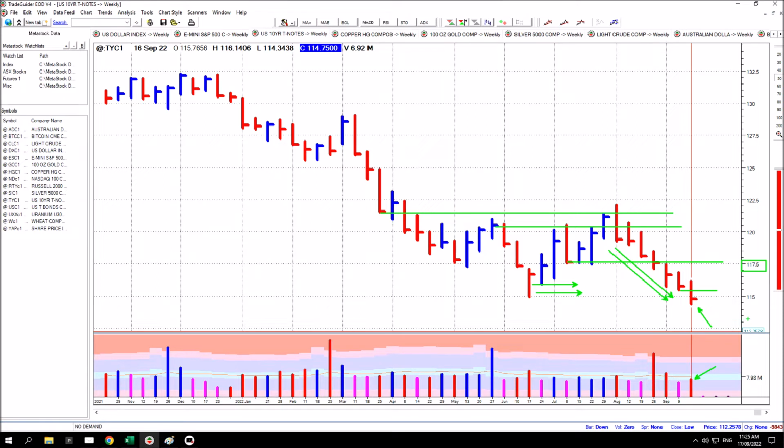There may be an attempt to hold on around the 115 level, and that may be the reason for the slight close off this week's lows, but that's yet to be seen. We'll see how the trading goes early next week in response.